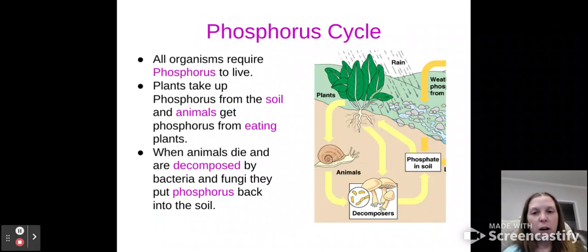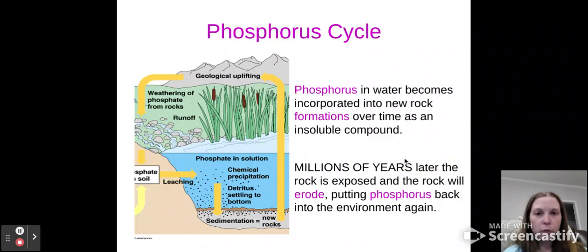Plants take up phosphorus from the soil, and animals get phosphorus from eating the plants. When those animals die, they'll be decomposed by fungi and bacteria, and that will put the phosphorus back in the soil. Phosphorus in water becomes incorporated in new rock formations over time as an insoluble compound, down here at the bottom. This is millions of years that we're looking at. The rock will become exposed and erode, putting phosphorus back into the environment again.